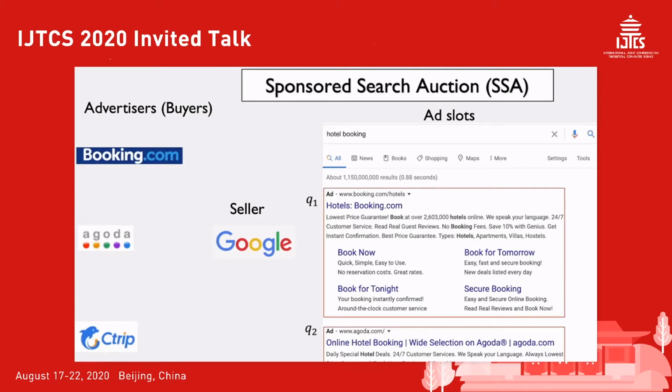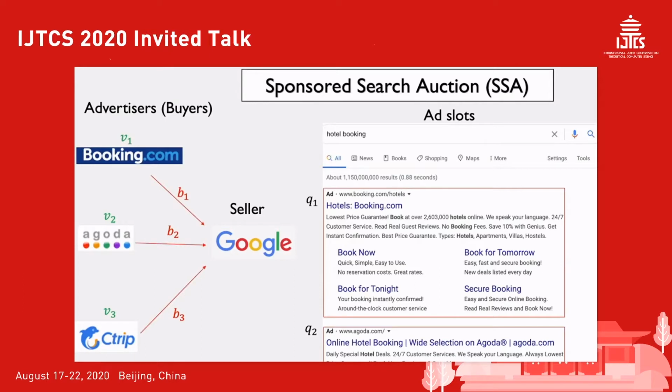Different ad slots may have different quality, which means they have different probabilities of being clicked by a user. We assume the probability of being clicked depends only on the location of the ad slots, but does not depend on the content of the advertisements. When a user clicks an advertisement, the corresponding advertiser can obtain some value. But the seller, Google, doesn't know the values of buyers.